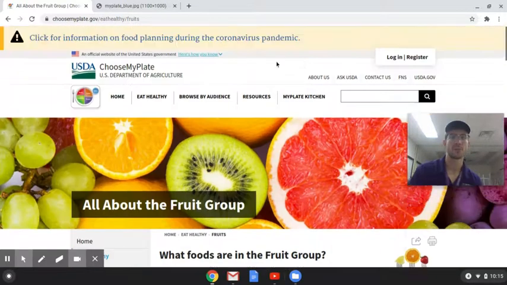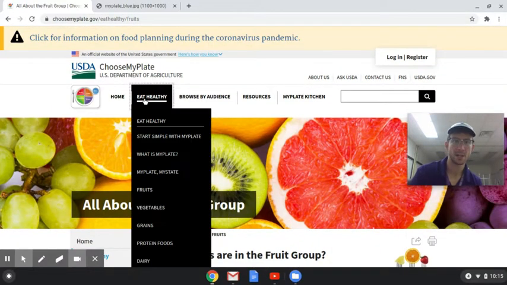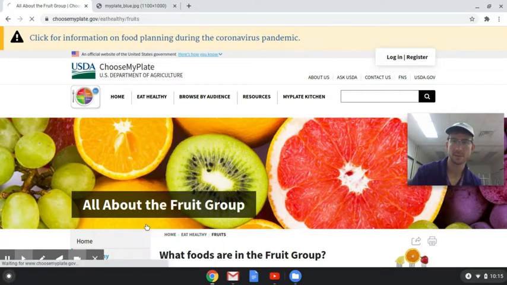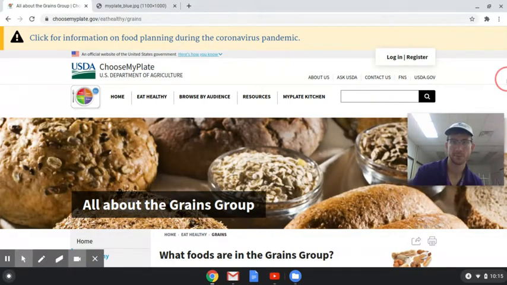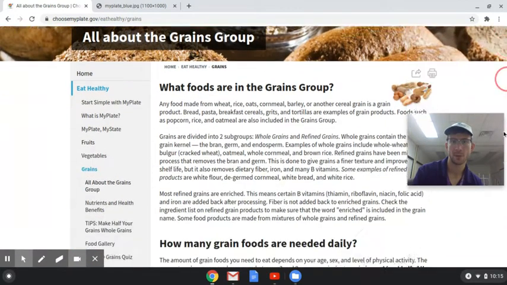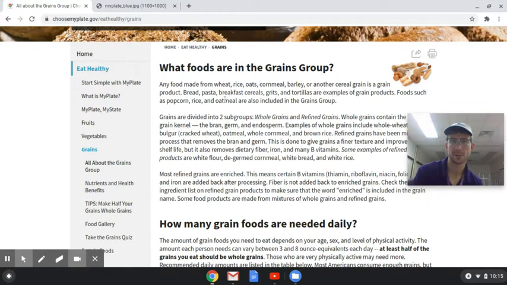Let's do one more for example for you guys. Click Eat Healthy, click on Grains. It'll load up the grain site. So it tells you what are grains. Well, grains are wheat, rice, oats, cornmeal, barley, or any other cereal grain. Bread, pasta, breakfast cereal, grits, which is like oatmeal, tortillas, and other foods such as popcorn, rice, and oatmeal are in the grains group.